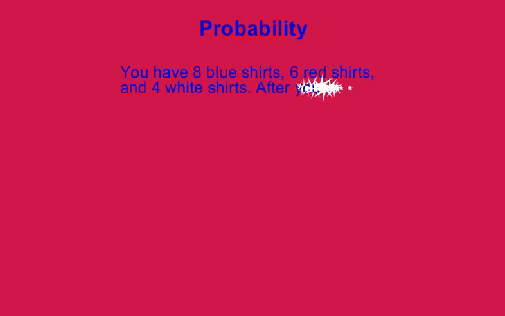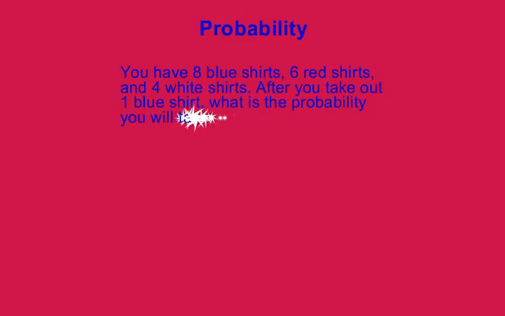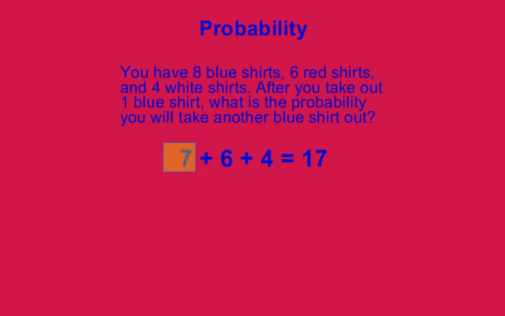Probability is dividing the number of desired outcomes by the total possible outcomes. For instance, in an easy one, you have 8 blue shirts, 6 red shirts, 4 white shirts. After taking a blue shirt out, what's the probability you'll take another blue shirt out? Well, you simply add up how many shirts we've got. We've got now 7 blue, 6 is 13, and 4 white makes 17 total shirts. And of those shirts, we've got 7 blue. So it's 7 out of 17.